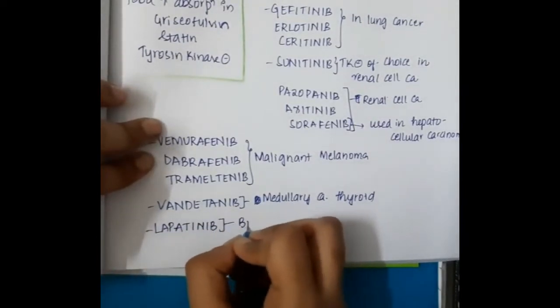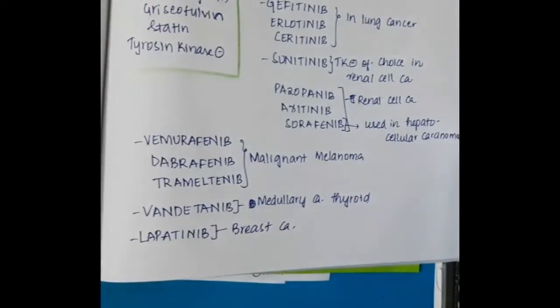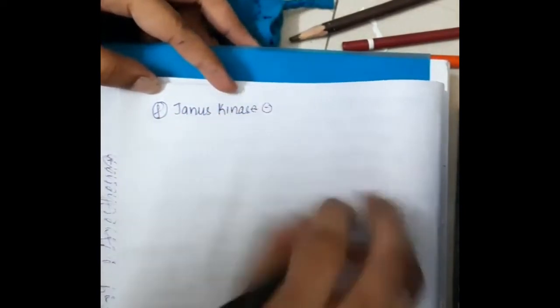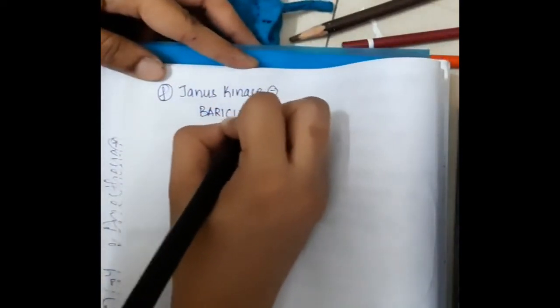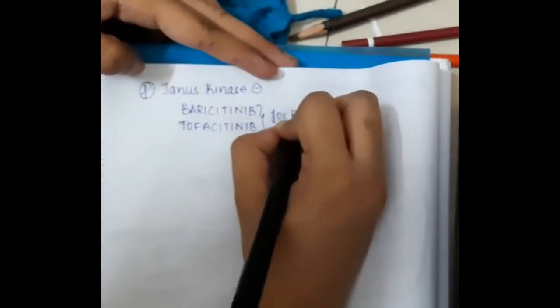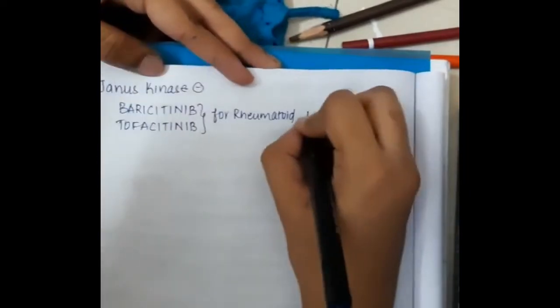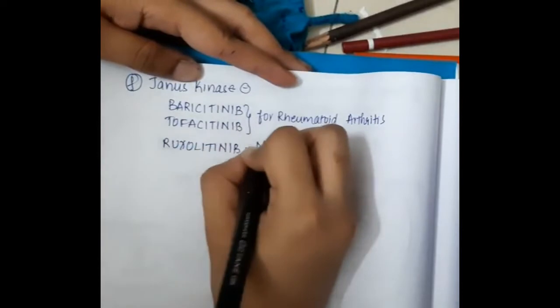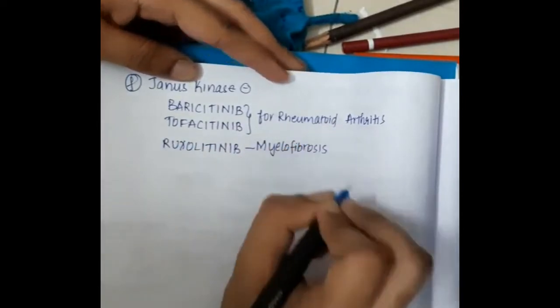Then the important drugs are Janus kinase inhibitors, the last group, like baricitinib and tofacitinib. Both these are used for rheumatoid arthritis. Then we have ruxolitinib. This ruxolitinib is used for myelofibrosis.